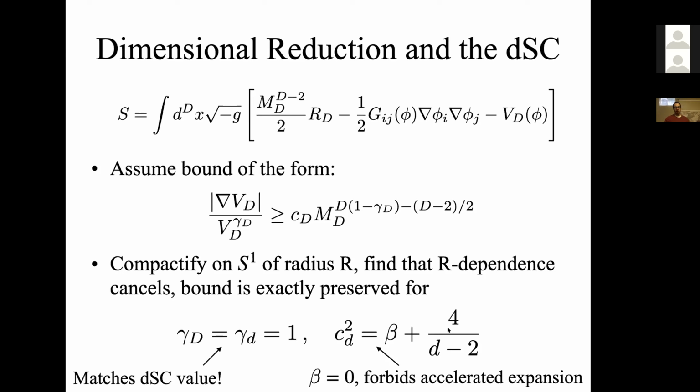So, like with the weak gravity conjecture, where dimensional reduction picks out the black hole extremality bound, here dimensional reduction is once again picking out a physically relevant value, namely the value that shows up in the de Sitter conjecture for gamma and the value of C that forbids accelerated expansion.